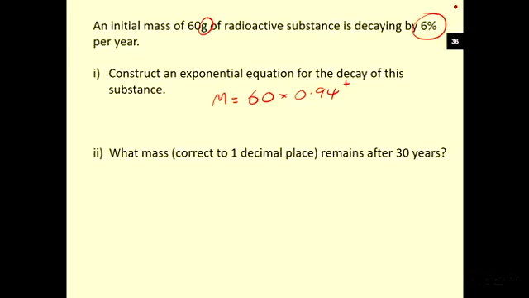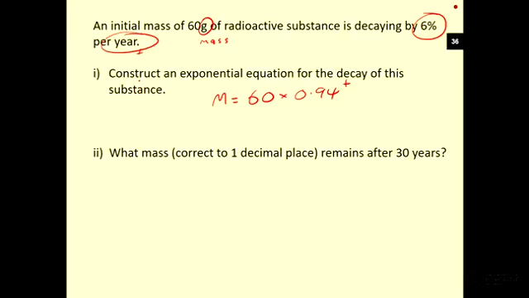Just the unknown power. T, always use T. You could use N for N years, use whatever you want, it doesn't really matter. But there it is. Initial amount, multiplying factor, letter representing time. And the other thing I'm thinking, if I'm going to use this, I know my mass is in grams, and I know my time is in years.